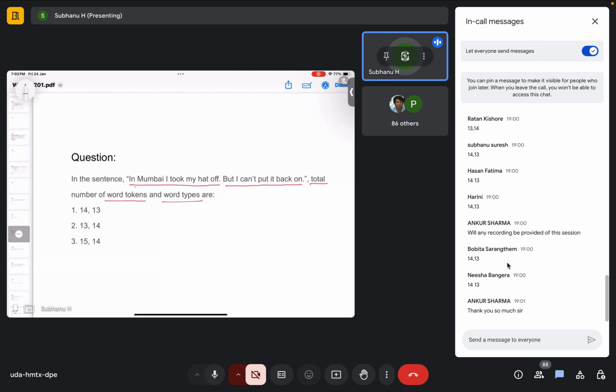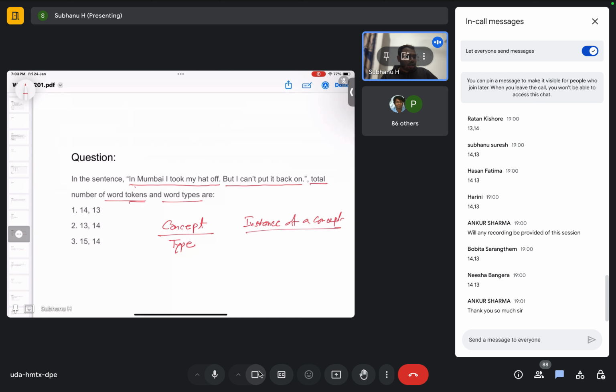Yes, so in this sentence, what is token and what is type? We know that a concept is called a type, and an instance of a concept is called a token. Our type is always unique and our token is not unique.